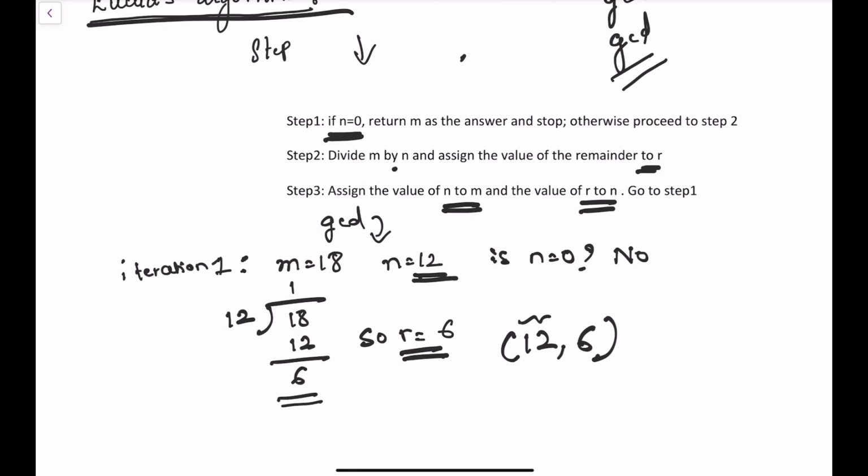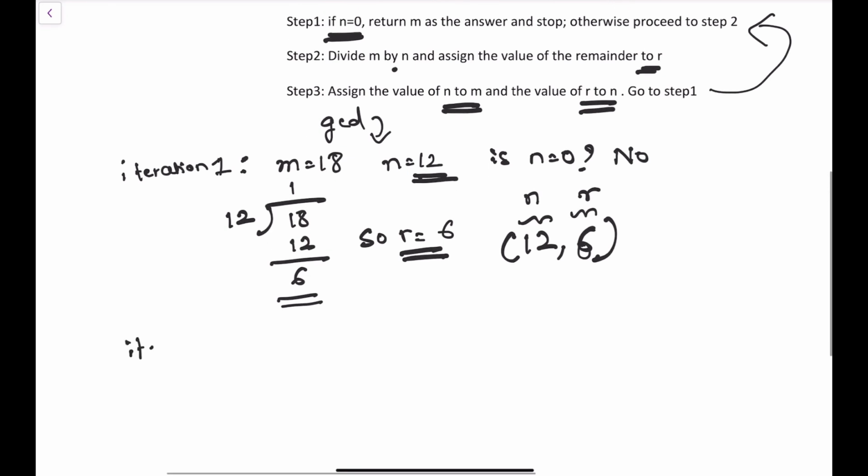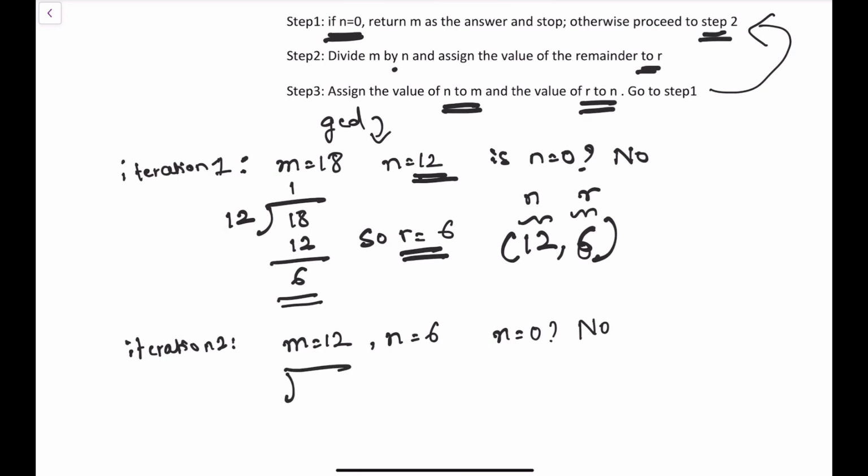Our old n becomes our new m and our remainder becomes our new n. Now it will go to step 1, that is iteration 2. What does it say? Now the new m is 12 and the new n is the remainder, 6. Now it will check whether n is equal to 0. The answer is no, so the steps repeat. M divided by n, that is 12 divided by 6, 2 times 6 is 12, so you get the remainder as 0.